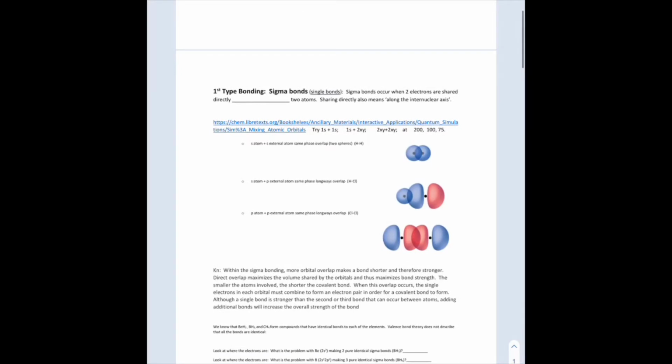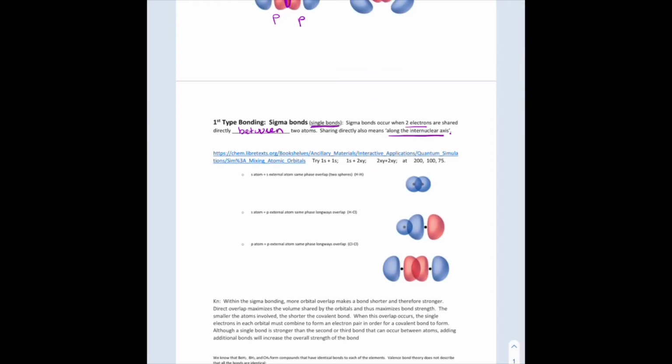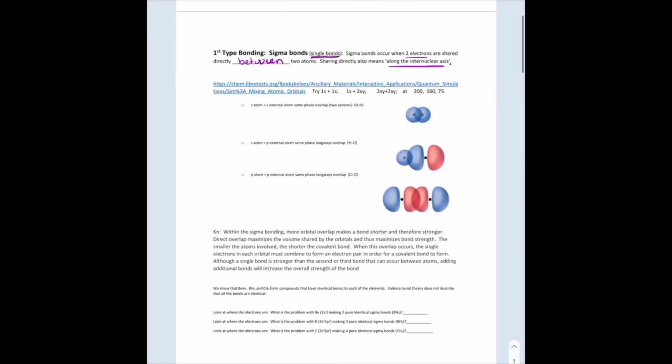And remember, that's the same as being a single bond, but we use that fancy word sigma. So sigma occurs when two electrons, remember every orbital can only have two, are shared directly between two atoms. Here's the nuclear axis. Along the internuclear axis, that just means, you know, up here we had this line. So it's an overlap along that line.